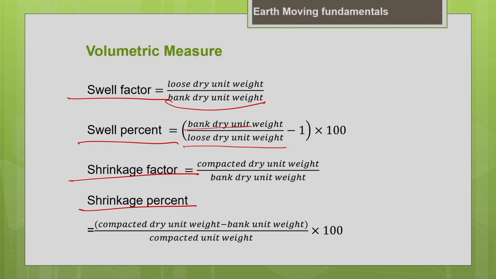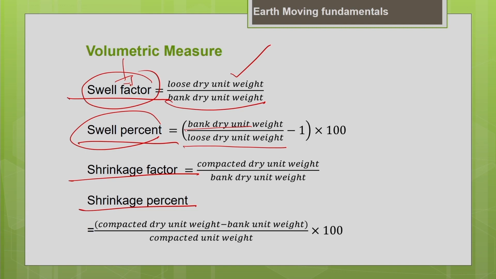Say, for example, if you know the natural or the bank unit weight of the material. Once it is disturbed or excavated into the loosened state, you don't know the unit weight of the material. From the literature, there are some tables which provide you the swell factor of different types of material. So you can take the swell factor for the particular material, and using it, you can calculate its loosened unit weight. That is the significance of these factors. These factors help you in the conversions, so that you can use them for consistent calculations of your volume or the productivity when you make the estimations.